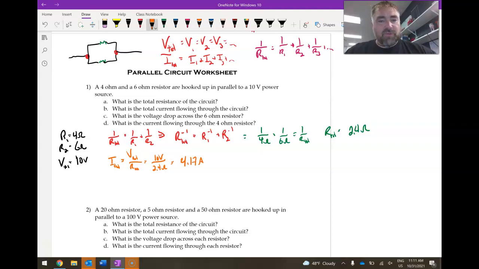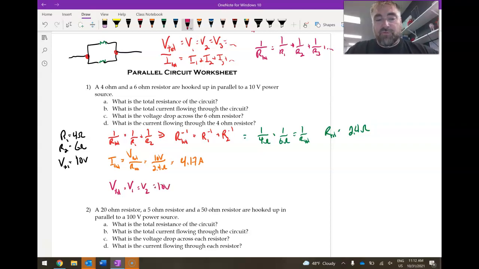Then they want to know the voltage drop across the 6 ohm resistor. Now this one's actually really easy because the total voltage has to equal V1, which has to equal V2. So my total voltage across the parallel has to equal the voltage drop across the individuals. So that's just going to be 10 volts.